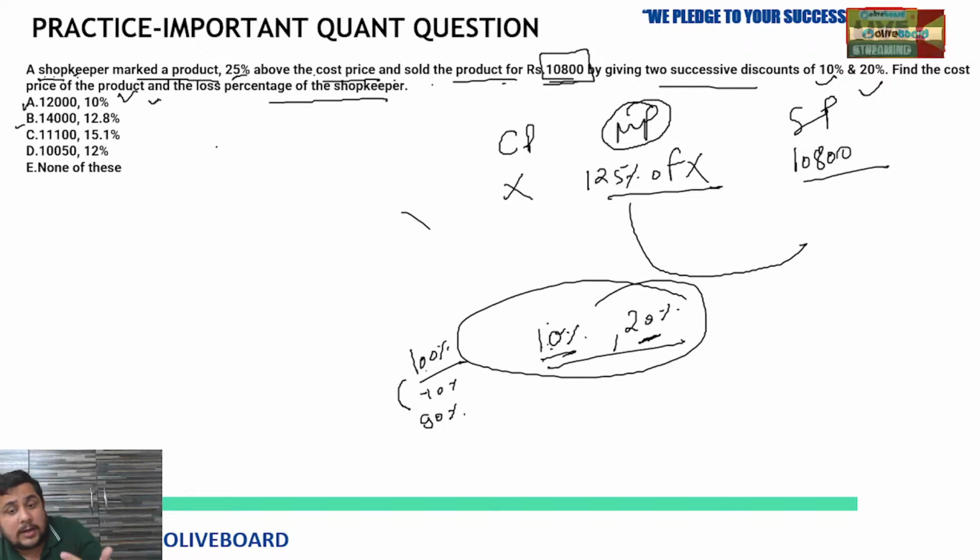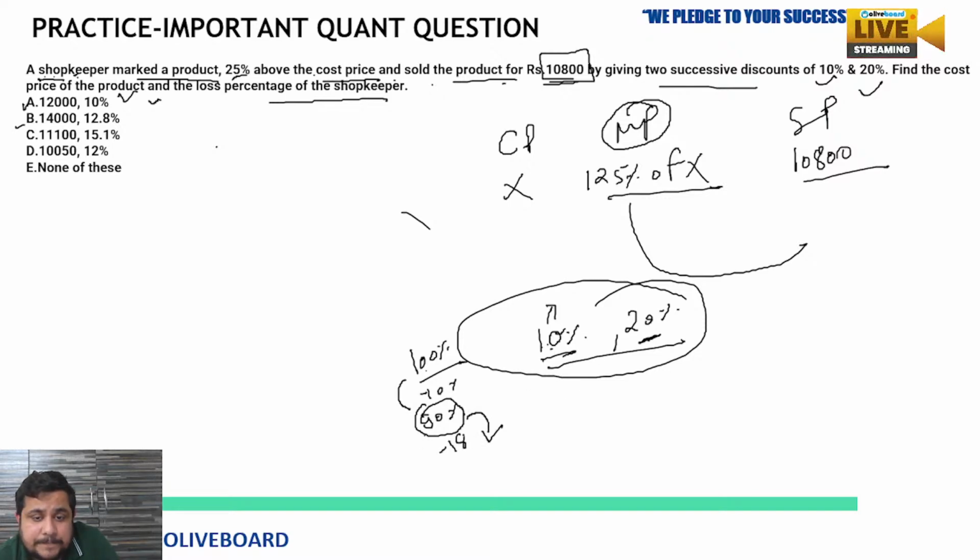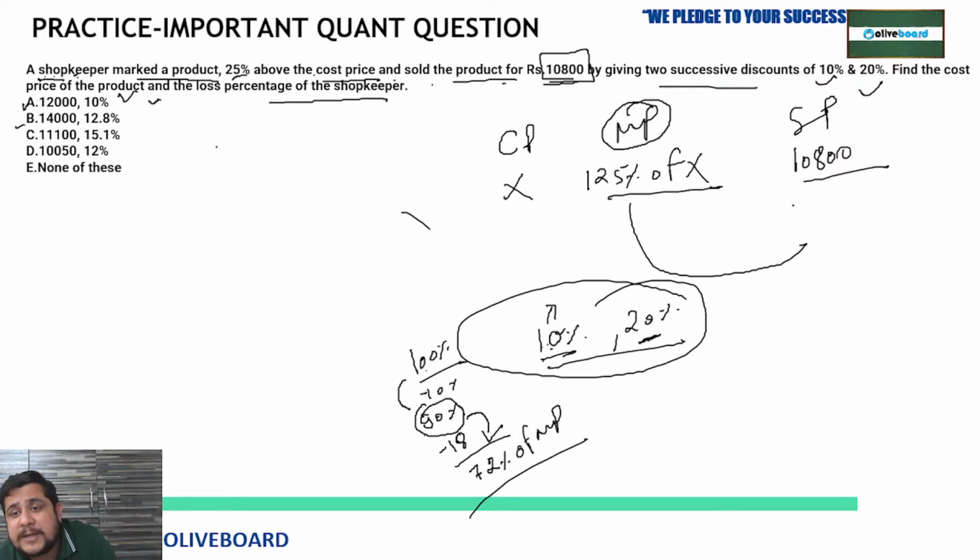Now, successive discount means what? First, you are allowed 10% on the first value, then the remaining is 90%. Now the next discount will be allowed on this remaining. So 20% of this 90 would be 18. Now what is the remaining part? 72% of marked price. So 72% of marked price is the selling price. Is this clear?